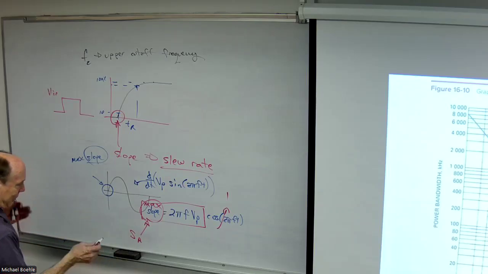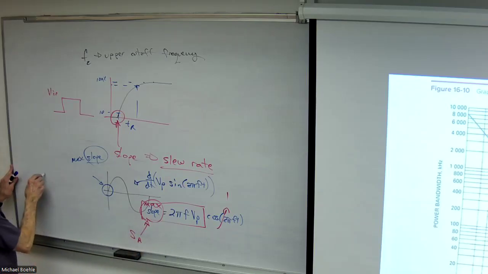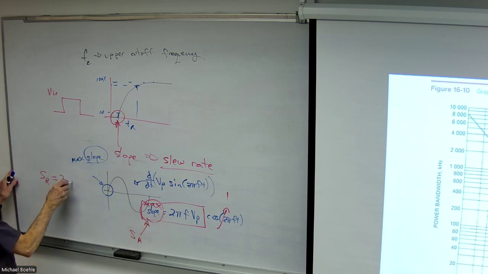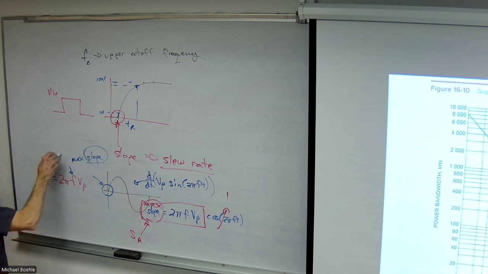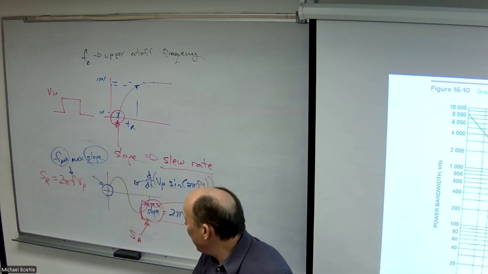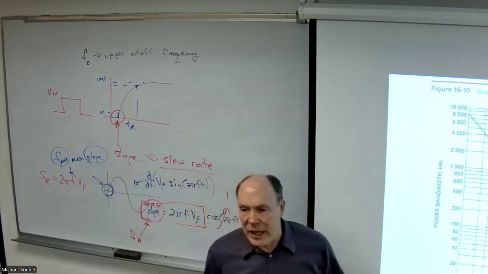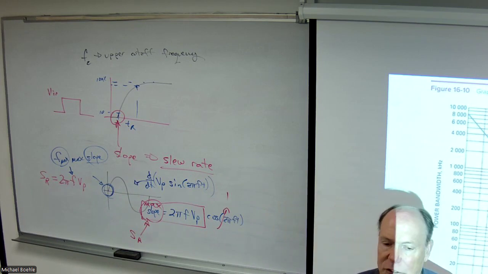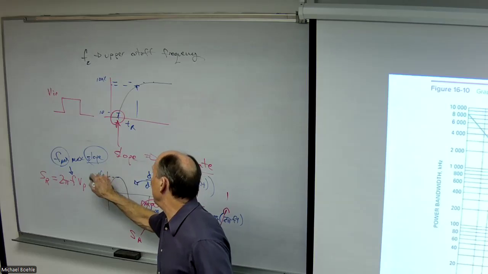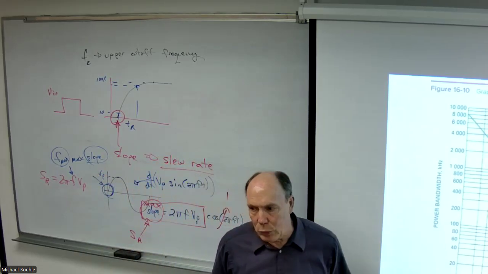So what that means is if I take and set the slew rate equal to that maximum slope, 2 pi frequency times the peak voltage, and I solve for the frequency, this is going to be the maximum frequency based on this slew rate. Because remember, the higher the frequency, the higher that slope. But that slope is also affected by the peak voltage. Well, that's in the formula too.